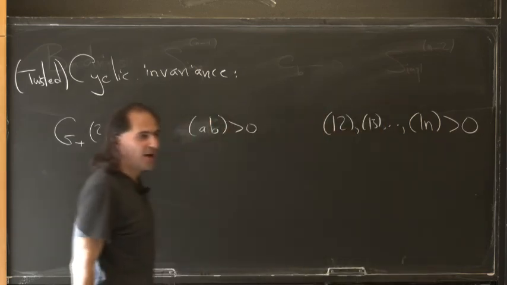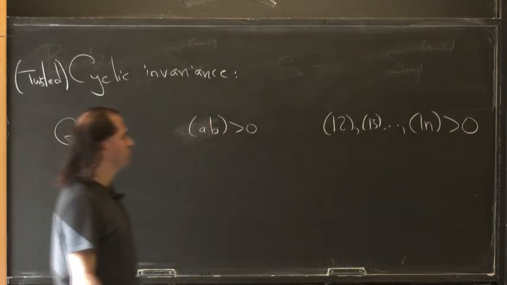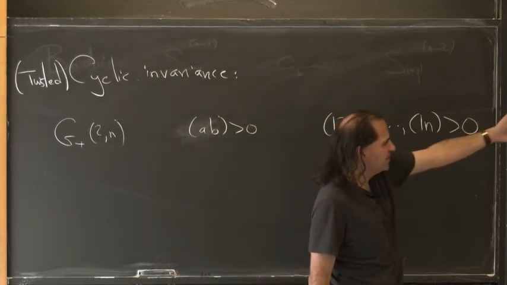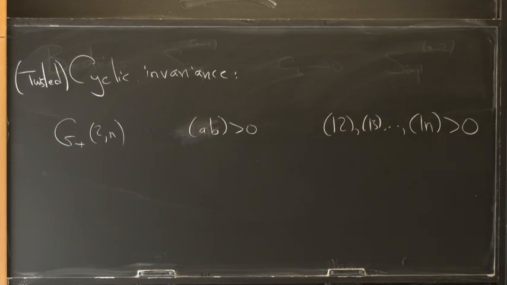Okay, so I'm saying they're all positive in some ordering. So it's 1 through n, not n, 1. So this is the definition. You just say all the things in this ordering are positive.